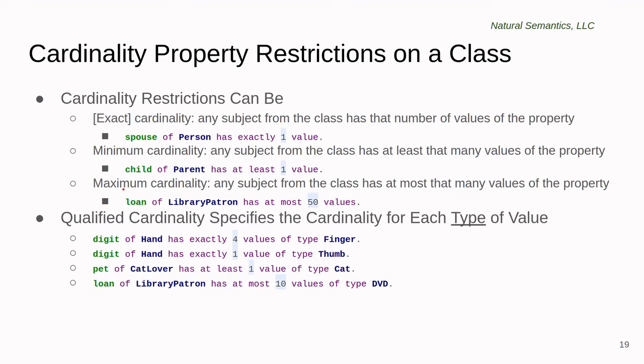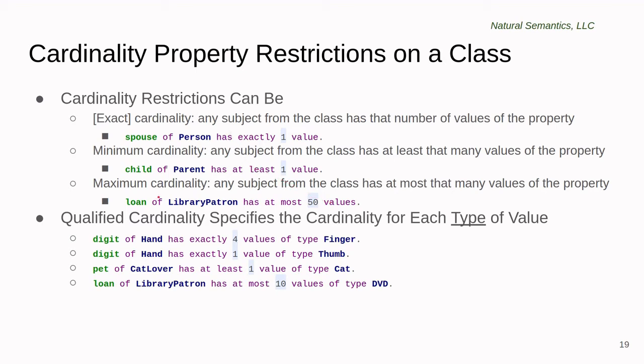Maximum cardinality: any subject from the class has at most that many values of the property. So for example, loan of library patron has at most 50 values. So this is saying that the library patron cannot have a loan property with more than 50 values.